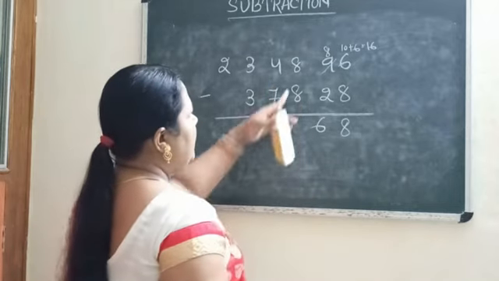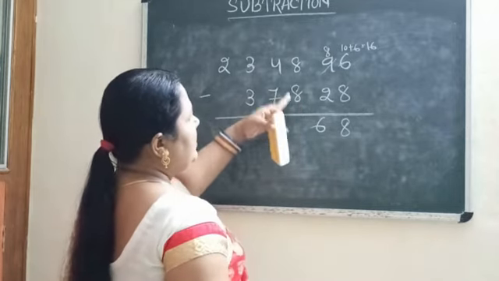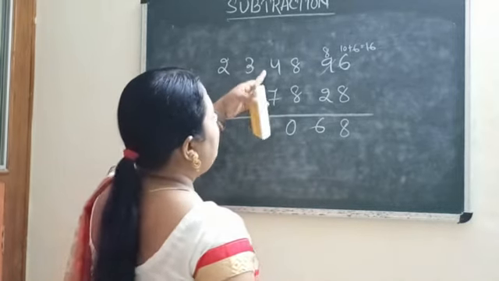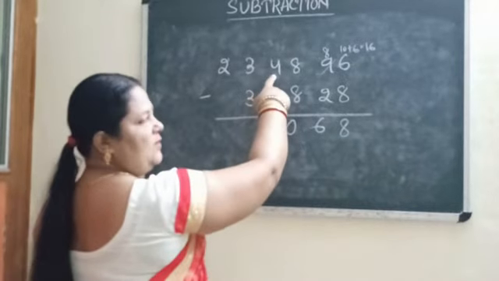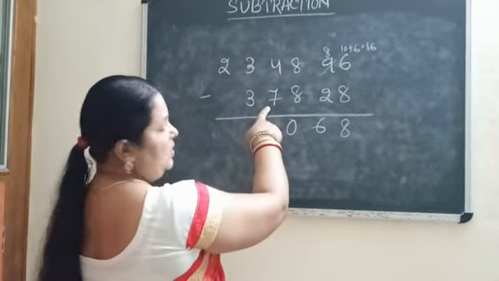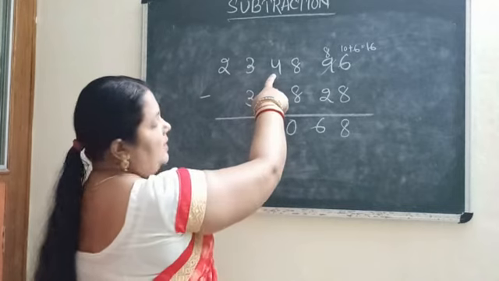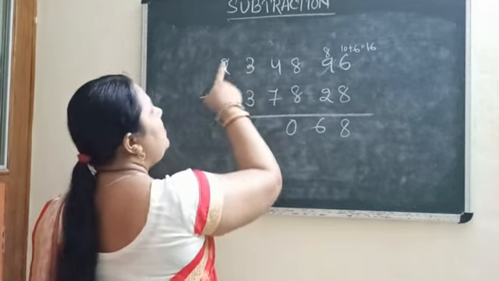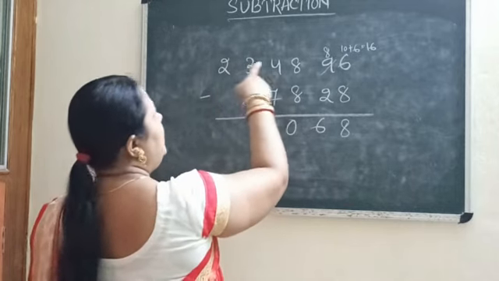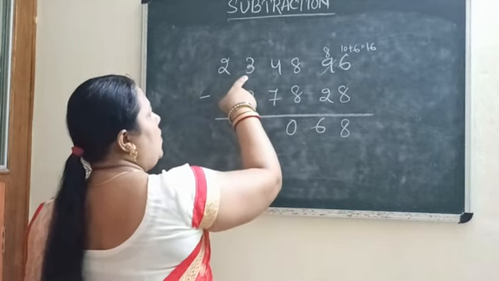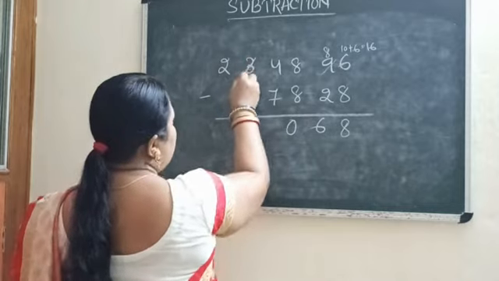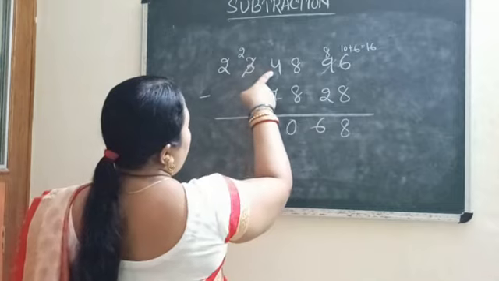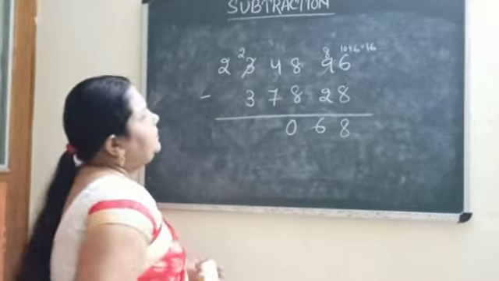Now come to hundreds place. Hundreds place, it is 8 and here is 8. 8 minus 8, it's 0. Then come to thousands place. Thousands place, here is 4, here is 7. So again one problem, we cannot subtract here. Then what to do? We have to borrow from the neighbor place, means from ten-thousands place. This is thousands, this is ten-thousands. So 1 you will borrow from here. Then how much is left here? 2.